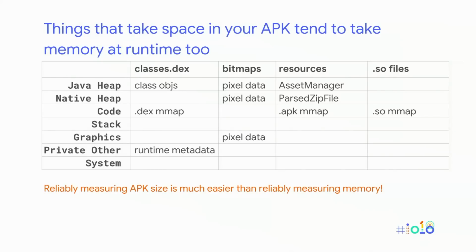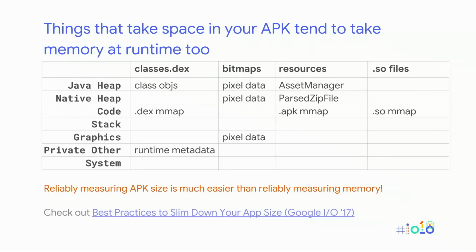And I will tell you that measuring APK size reliably is much easier than memory, because for an APK, you actually do have one number for the size. If you measure the APK size for a single APK repeatedly, you will get the same result, very much unlike memory. There was a talk at Google I/O last year called Best Practices to Slim Down Your App Size. I recommend you check that out. That'll give you more advice, more concrete action items you can take to shrink these things.